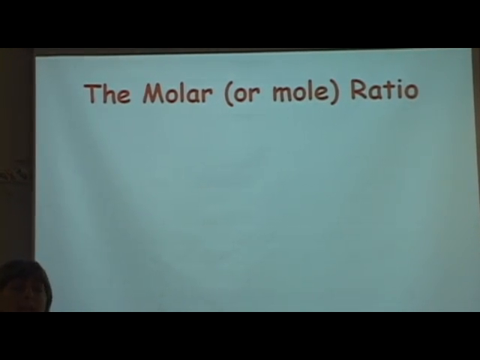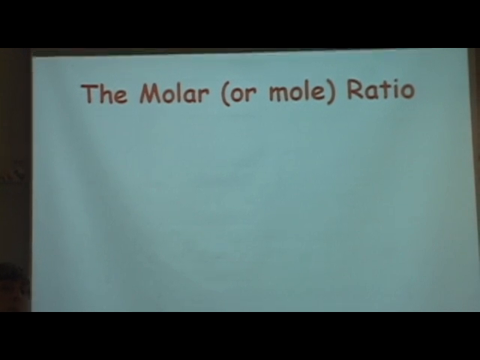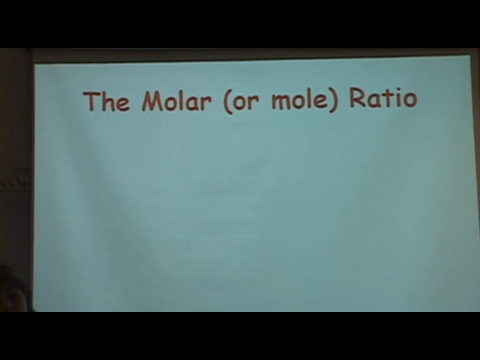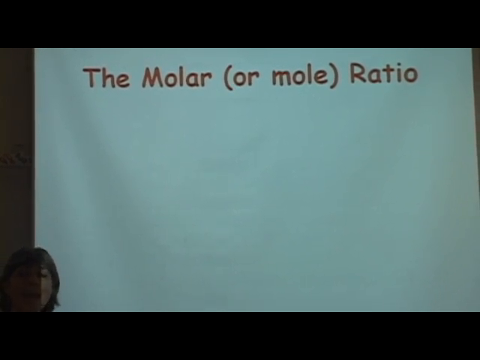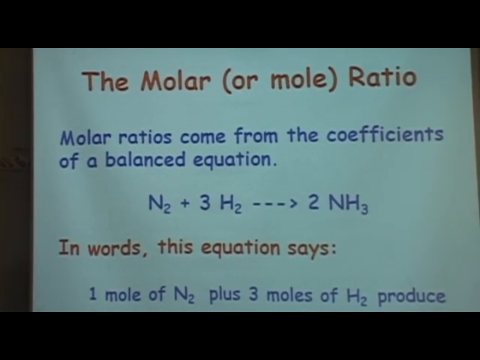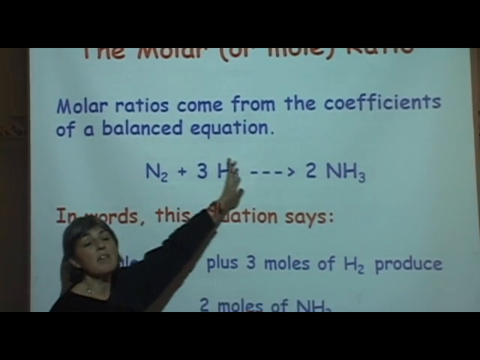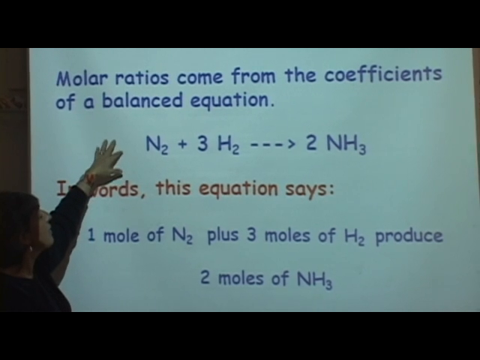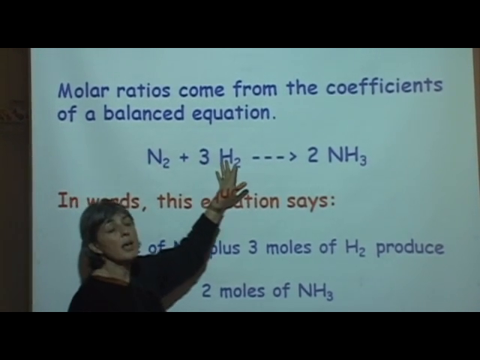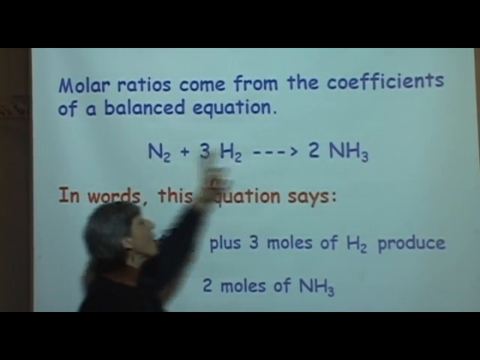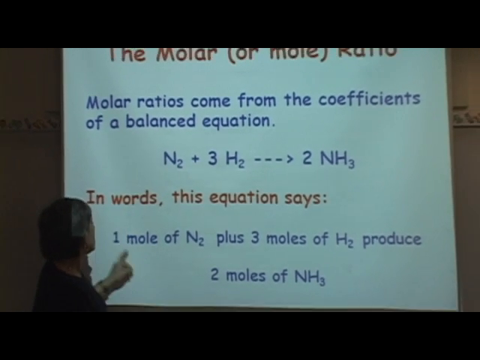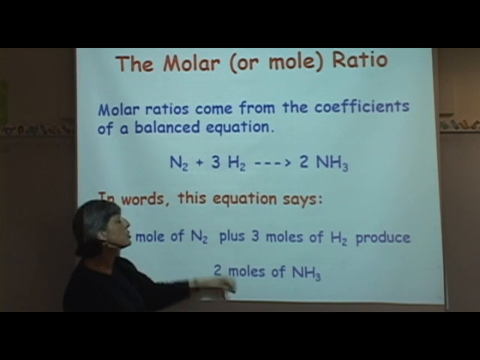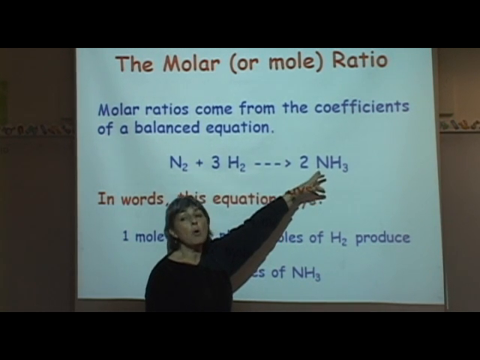The amount that we're going to be using and the conversion factor that we're going to be using in stoichiometry is called the mole ratio. Sometimes it's called a molar ratio. Both of those things mean the same thing. And the molar ratio comes from the coefficients of that balanced reaction. So in the example that I've given here, which is nitrogen and hydrogen making ammonia, when it's balanced, I have 1 mole of nitrogen plus 3 moles of hydrogen produce 2 moles of ammonia.